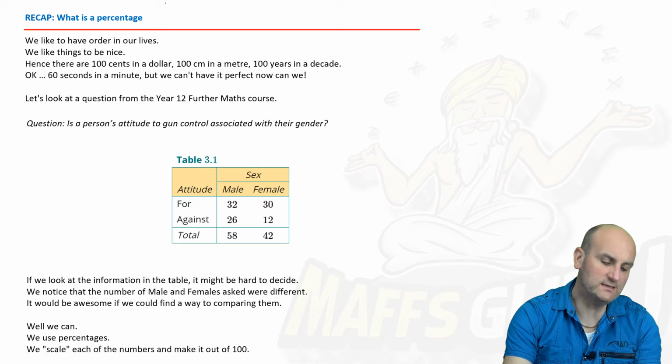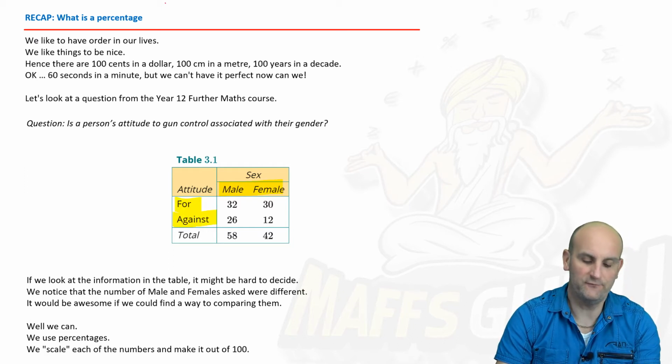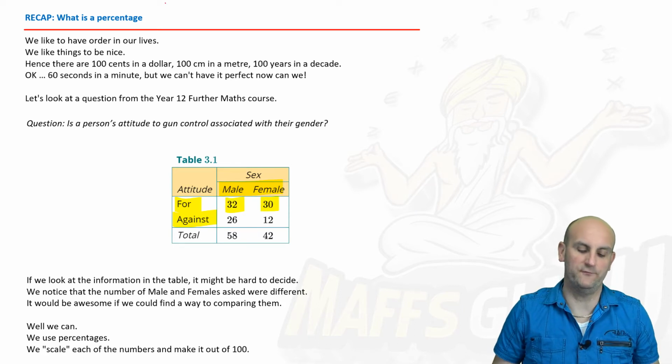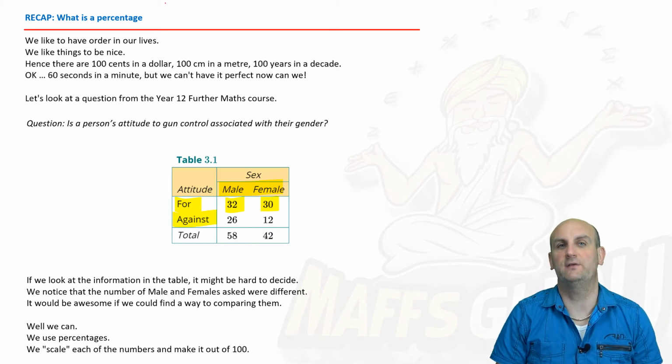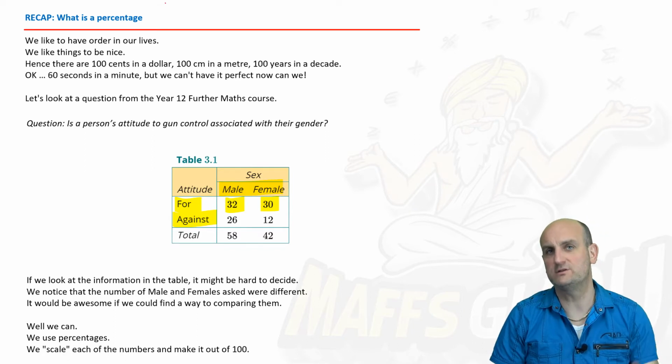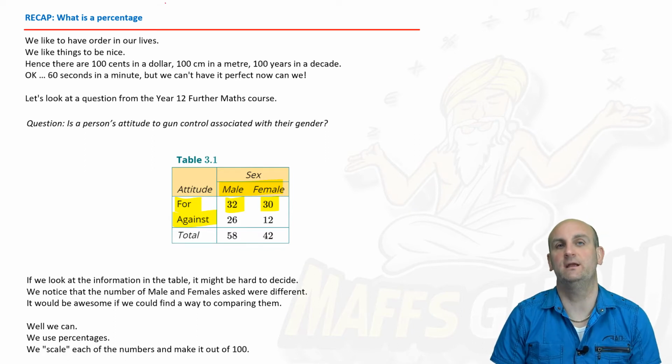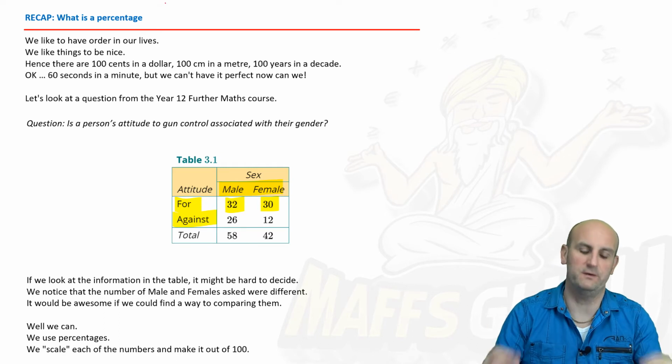Now obviously when we look at this table here, what we notice is we have males and females, and we have for and against. So those were our answers, and it turns out that 32 males were for and 30 females were for as well. So it would appear that basically there are equal numbers of males and females who were for. Yes? Well, that's what the data sort of shows, but actually it's lying to you. It's a bit of a trick, smoke and mirrors.